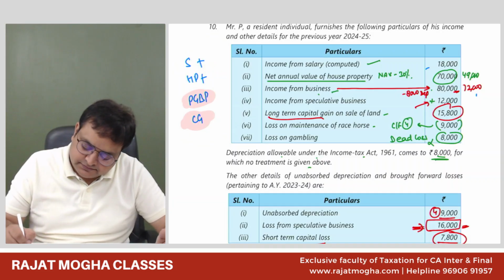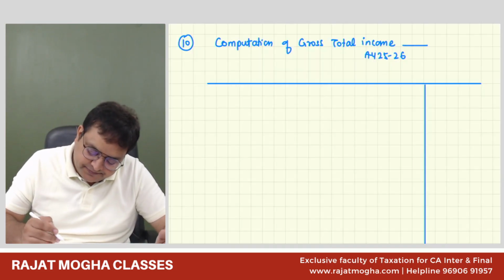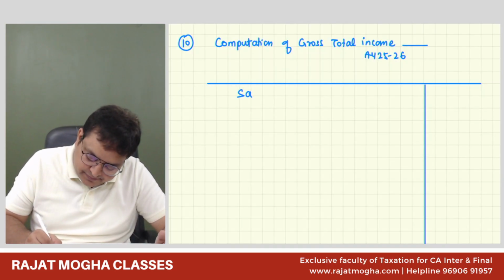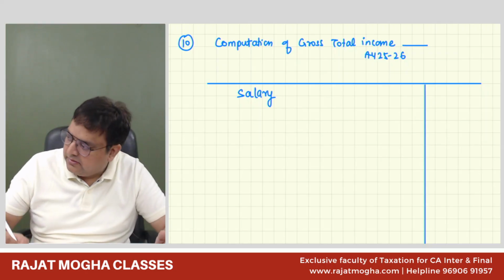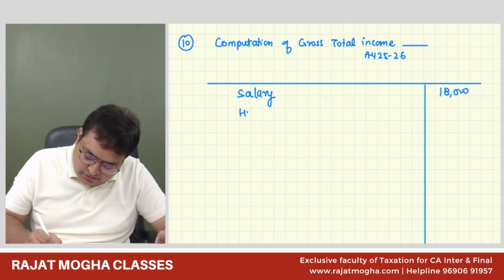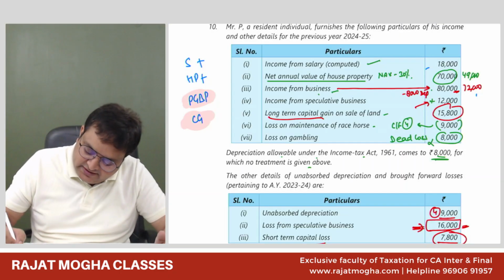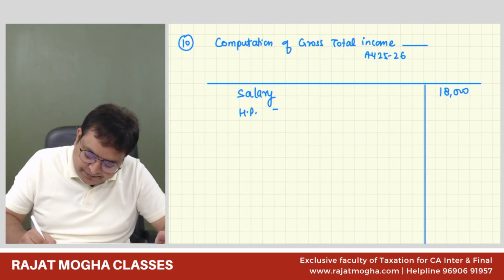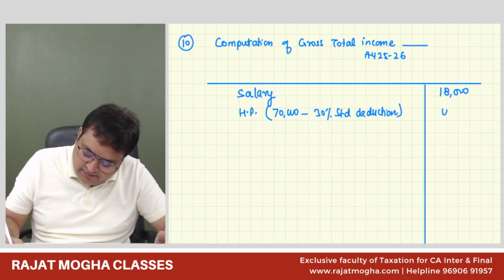Salary income is 18,000. House property was given as 70,000 minus 30% standard deduction. It will become 49,000.